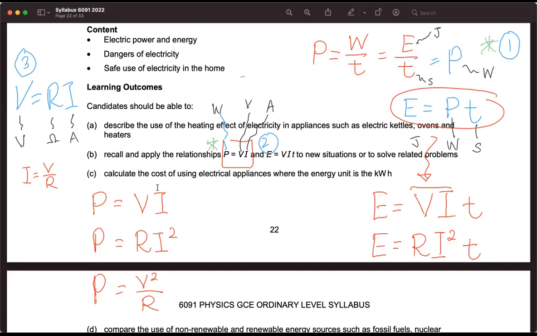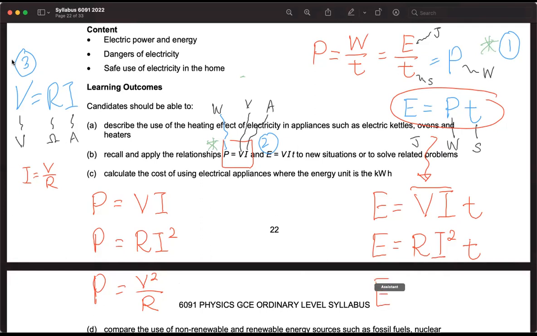Because your I is replaced by V over R, you'll get V times V over R, you get V squared over R. So you can also calculate the power with this formula. These three formulas are all the same because you just manipulate between Formula 2 and Formula 3. Is that okay? Same thing.